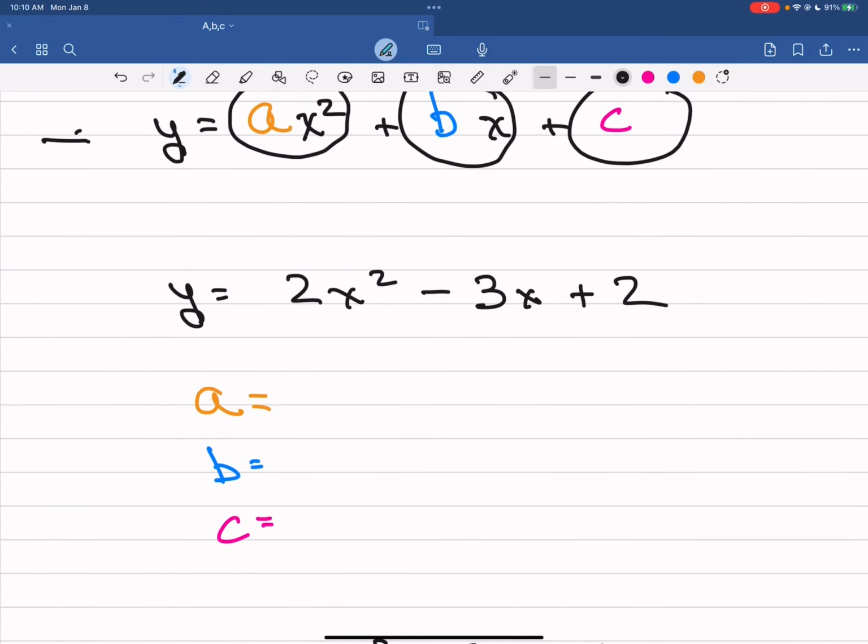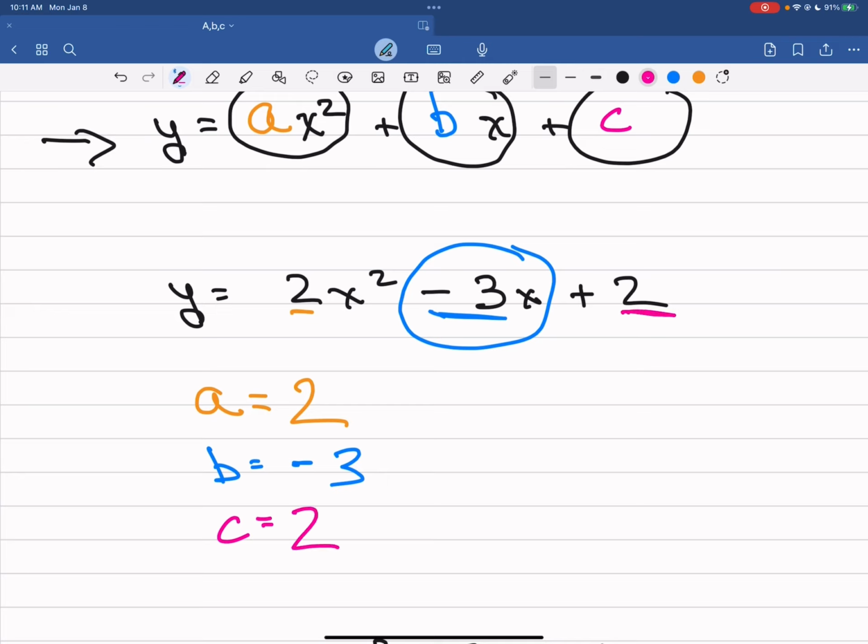Using this template up here, most of you can probably recognize that the 2 is your a value, that -3 here in front of the x is going to be your b value, and your c value is going to be 2, which is all out here by itself with no x.